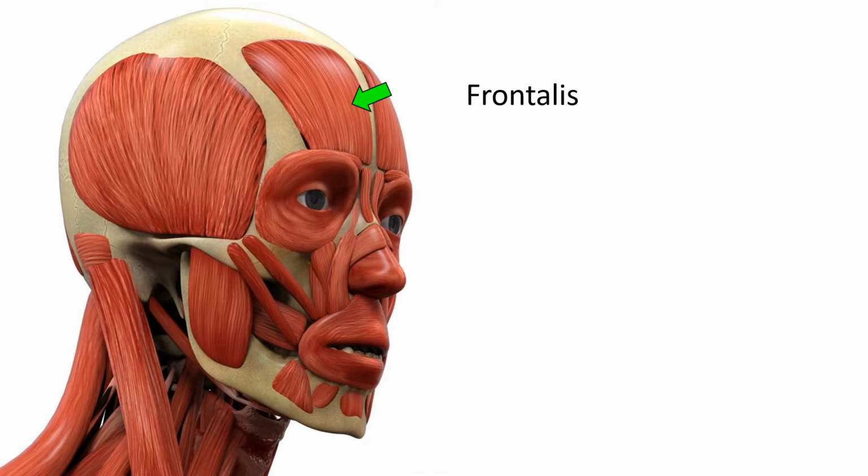This muscle is the frontalis. It has its origin as the epicranial aponeurosis. Now, the epicranial aponeurosis is not pictured here, but it is a sheet of connective tissue that actually connects the frontalis muscle with the occipitalis muscle. And there's a better diagram of that on the next slide. So we'll take more of a look at it at that point.